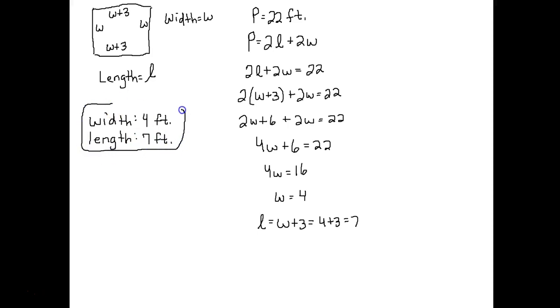And if you go back and look at your numbers, the length is 3 feet more than the width. And if you have 4 plus 7 plus 4 plus 7, 4 plus 7 is 11, plus another 4 is 15, plus 7 is 22. The perimeter does indeed come out to 22 feet. So it works. That's as simple as your check can be. Just go back and make sure the numbers work.